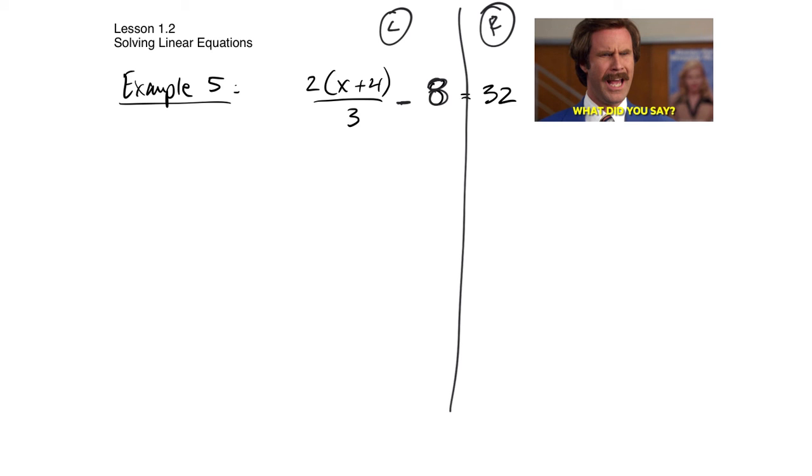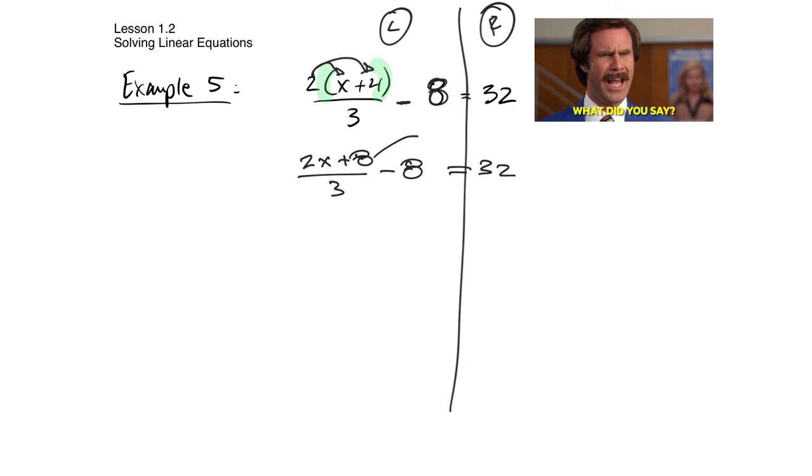Okay. I want to take care of the parentheses first. So let's do that. We're going to distribute. Positive 2 times x, positive 2 times 4. So I have 2x plus 8 over 3 minus 8 equals 32. That doesn't look much better, but fear not.